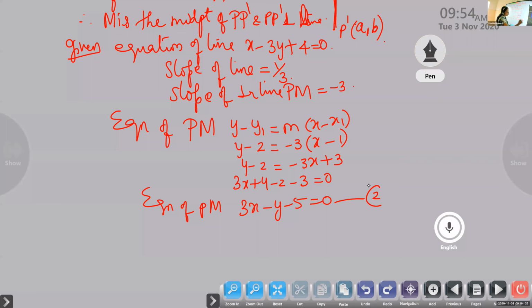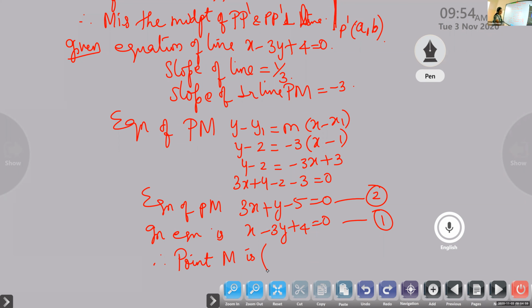This is equation 2. What about the given equation? It is x minus 3y plus 4 is 0. This is the given equation. Is it correct, Achut? Now solve these two equations and find out the point M. What is the point M?